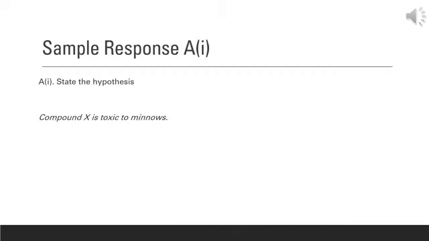Let's take a look at some sample responses to this question. Please note that this is not the only correct answer for this type of question, but it will show you how you would be expected to answer these questions on the AP exam. Question A1 asks us simply to state the hypothesis. In this case, the hypothesis that I have gone with is that compound X is toxic to minnows. You could also use what is called a null hypothesis and state that there is no connection between compound X and toxicity in minnows. Either of those would be accurate and acceptable hypotheses.